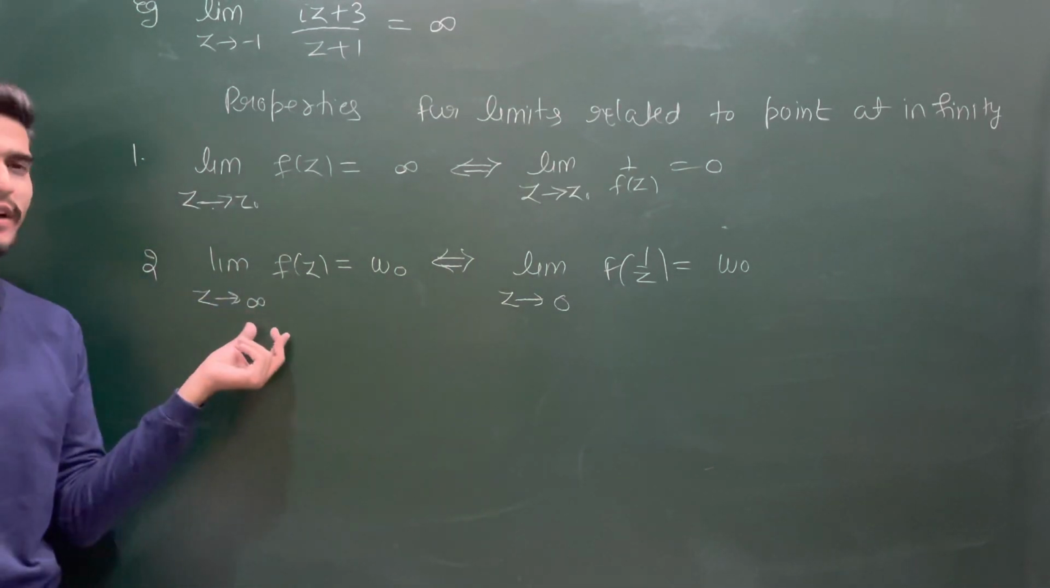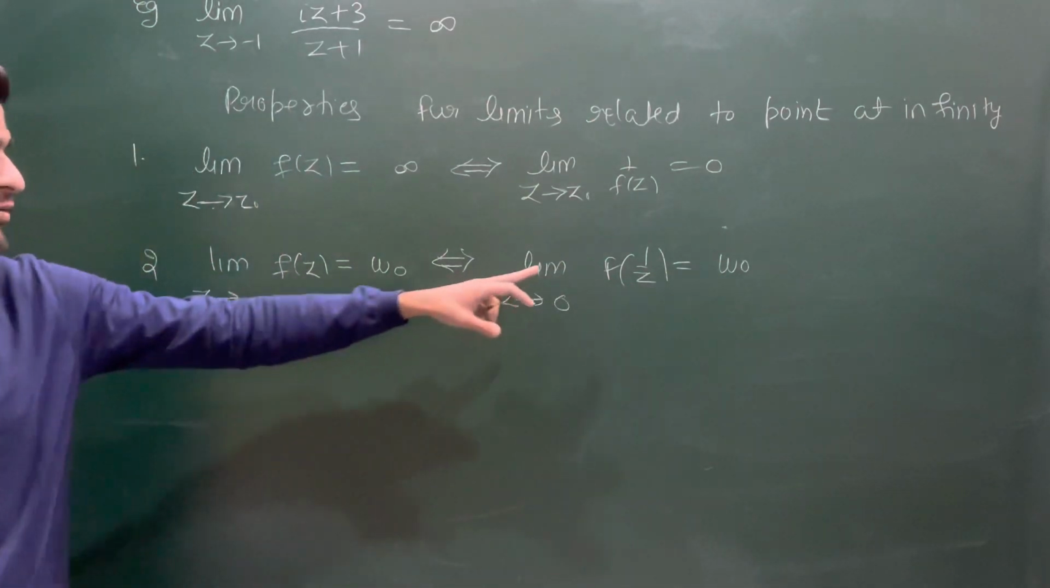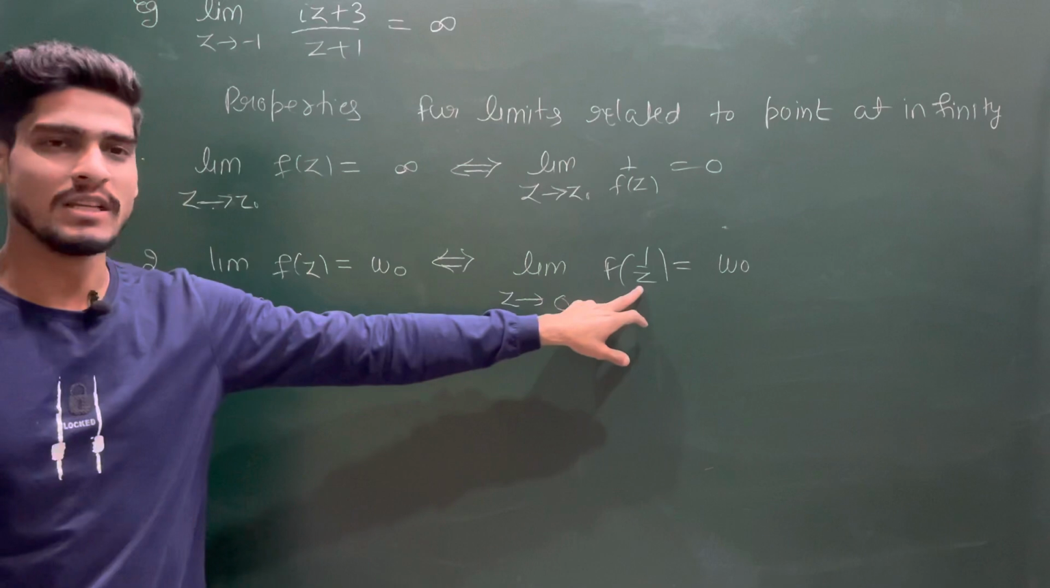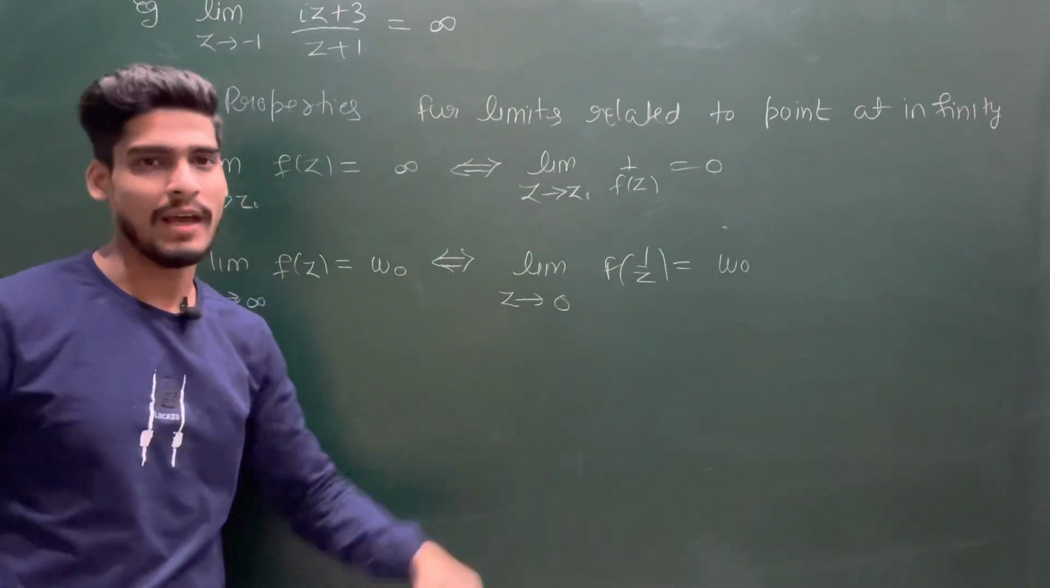As z approaches infinity, that is 1 upon z will approach to 0. That we have seen if z, this 1 is a non-zero complex number. So when z is infinity, so 1 upon infinity will be 0. So your limit will be f at 0.